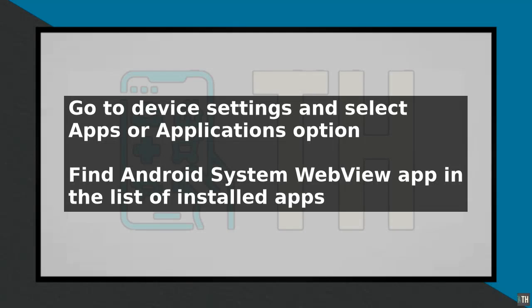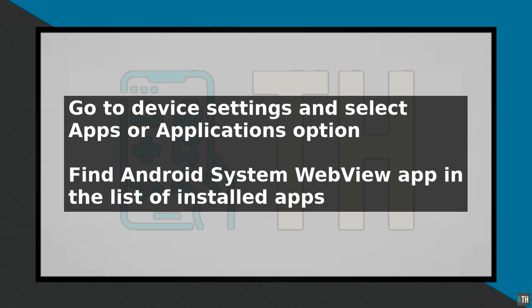Enabling Android System Webview is a straightforward process that allows you to use web pages within Android apps. To start, go to your device settings and select the Apps or Applications option. From the list of installed apps, find the Android System Webview app. If you cannot find it, you may need to enable the option to view system apps.